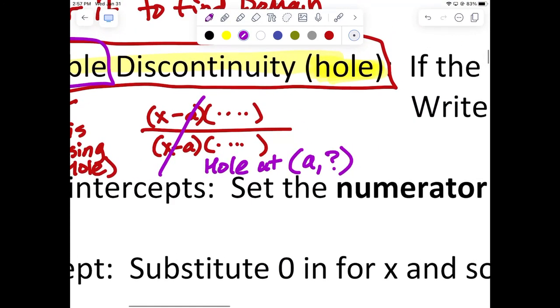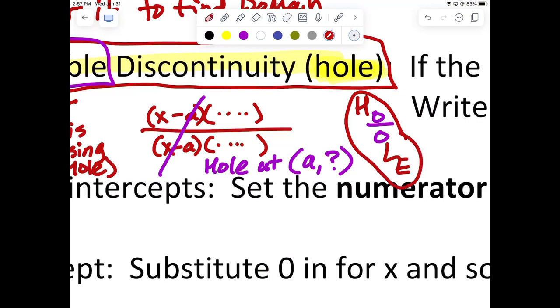All right? The other way to know there's a hole is this. This is how we do it in pre-cal. If you plug in a value like a and you get a 0 in the top because of the x minus a factor and a 0 in the bottom, that's another way to tell that you have a hole. Here's an easy way to remember: 0 over 0 means a hole. You write h and l and e on the other end, and now you have not just a hole, but you have a hole. Okay, you can fall into the hole if you're not careful.